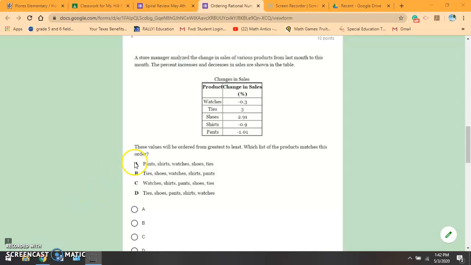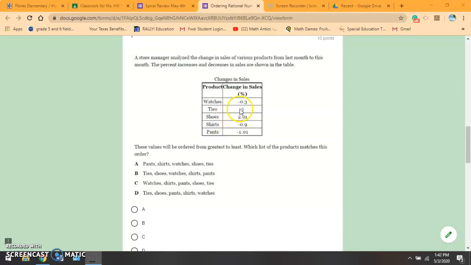These values will be ordered from least to greatest. Which list of products matches this order? So the first thing you're going to do is order them from least to greatest. Now you know that negative numbers are least and positive numbers are greater. Okay, so just put them in order. Find out which one is the biggest number.